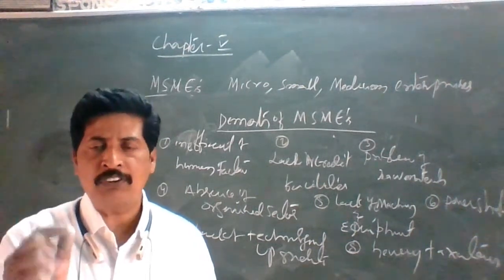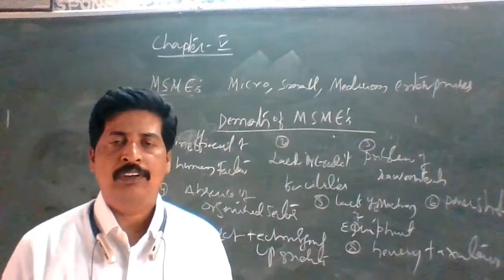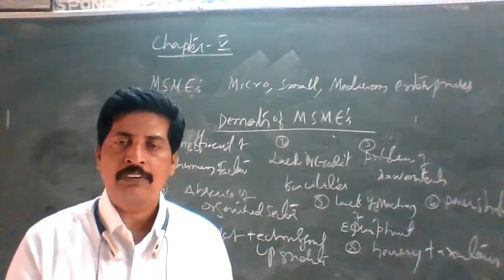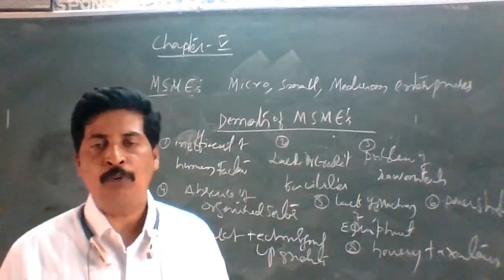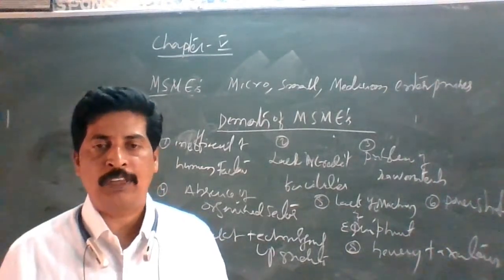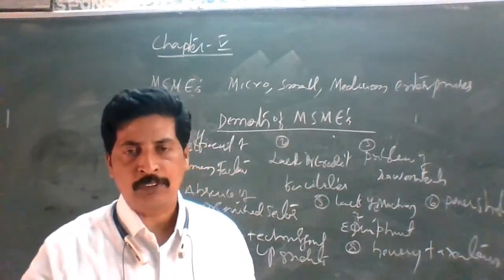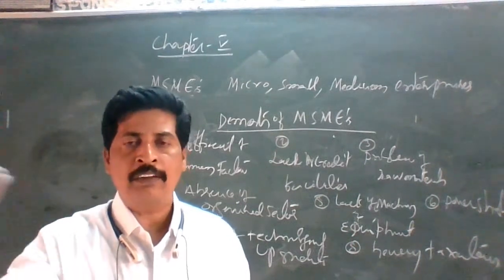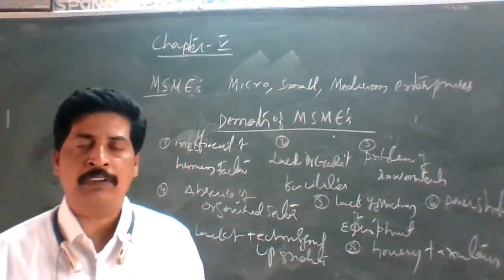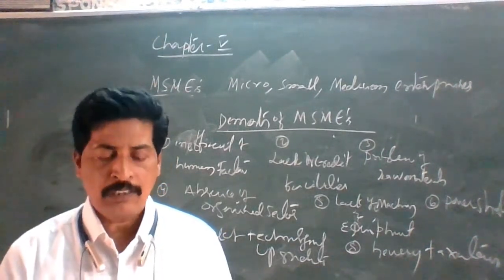So one important small question is left, that is industrial estates. If that question is finished, then this fifth chapter is almost finished. Then we will go for service sector. If time permits, we will discuss industrial estates, and later we will go for the sixth chapter, that is service sector or tertiary sector.